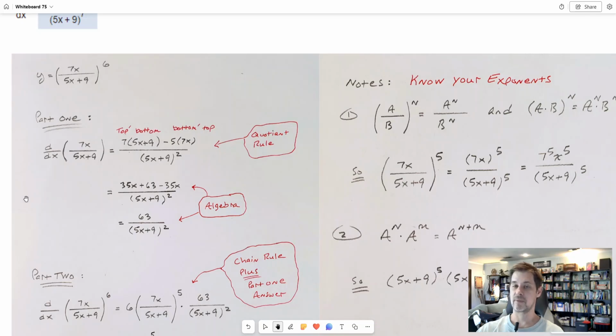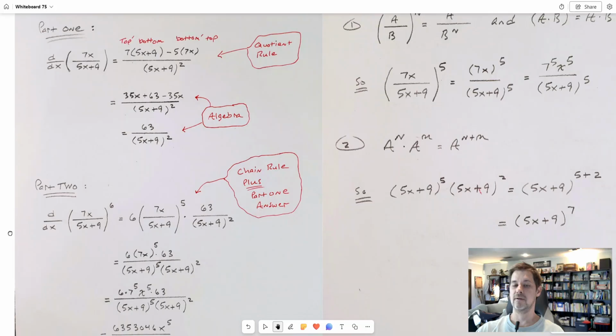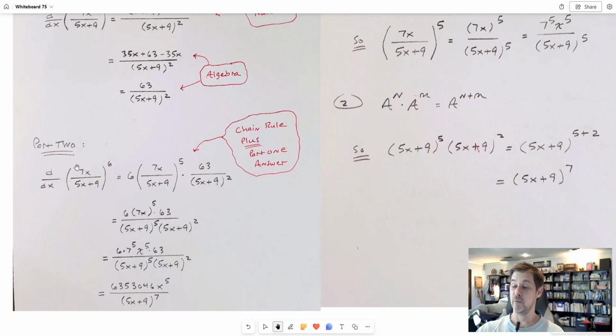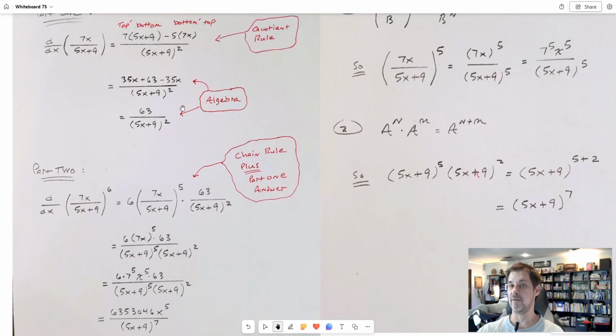Okay, all right. So if I continue to part 2 and I say, okay, well, to find the derivative of that original function, (7x over 5x plus 9) to the 6th power, I would use the chain rule like this. I would bring this power to the front. I would take one away. And then what would go here is the derivative of whatever is inside this power. But I've already done that. Okay, so I'm using the chain rule plus the result from part 1. All right, so that's why I did it that way.